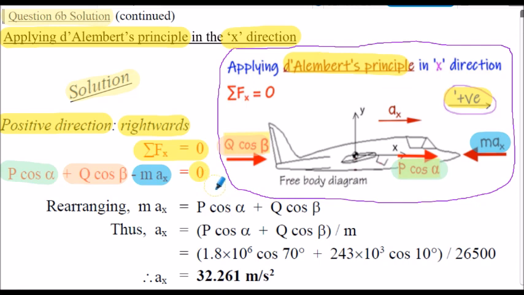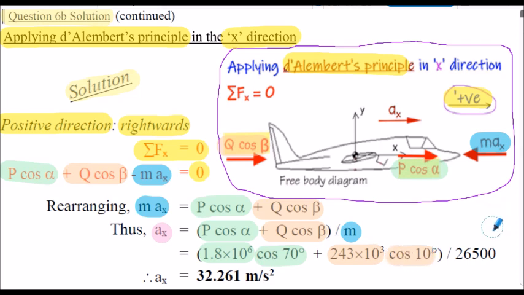We're now going to rearrange the equation to find the acceleration in the x direction. On the next line, I've simply added max to both sides of the equation to make it positive. So as written here on the right hand side, I have P cos alpha plus Q cos beta. And now I simply divide both sides by m to find ax. So ax is equal to P cos alpha added to Q cos beta, all divided by the mass of the aircraft. Inserting the values from our previous slide for the force P, angle alpha, and for force Q and angle beta, the mass was 26,500 kilograms, and evaluating the acceleration in the x direction, this acceleration here is 32.261 meters per second squared.